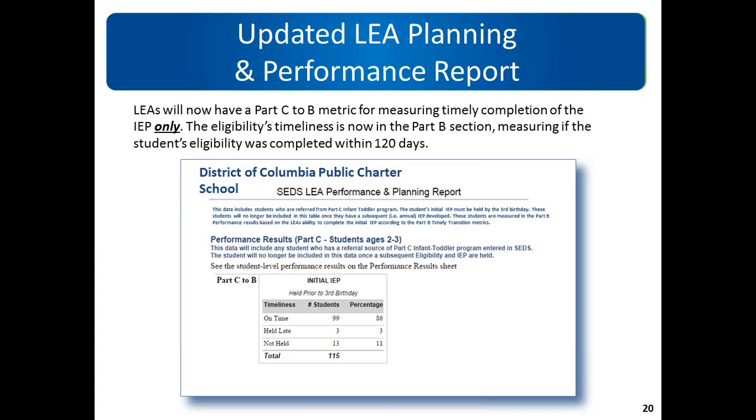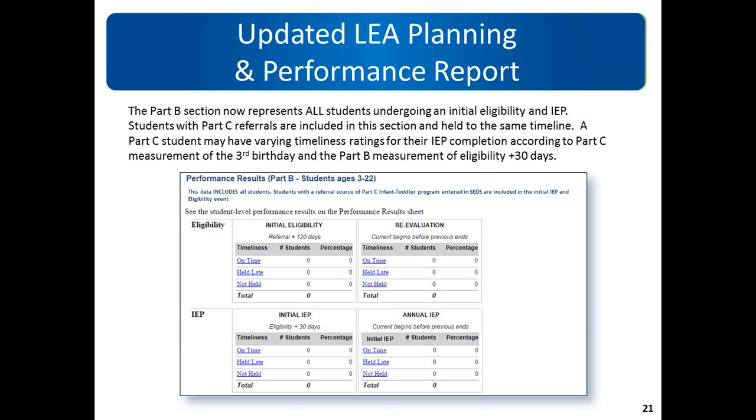So you'll see on this next screenshot here, this should look familiar. This is where the metrics are for the initial and the reevaluation. So nothing will look different here, but just know that this box for initial eligibility will now also include students who have been referred over from the Part C infant toddler program, as their referrals also need to be evaluated within the 120 days. In addition to that, the IEP metric of the 30 days after the eligibility is complete will also include those students.